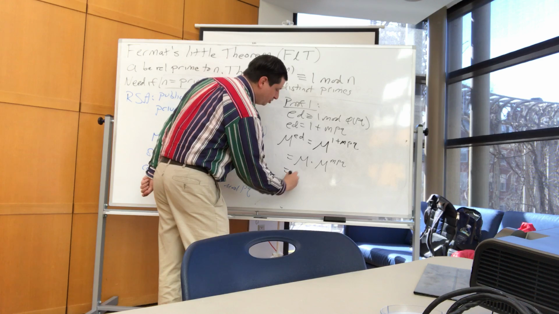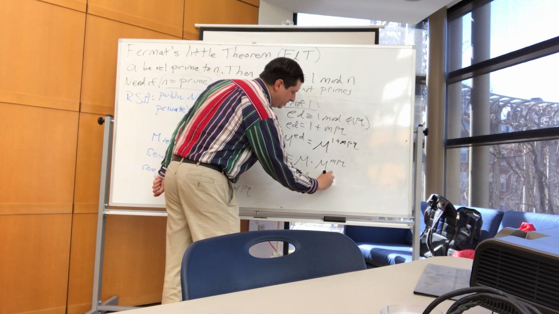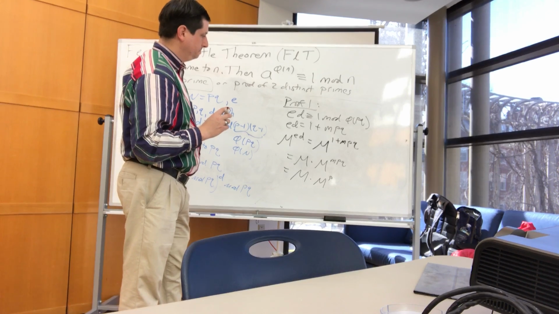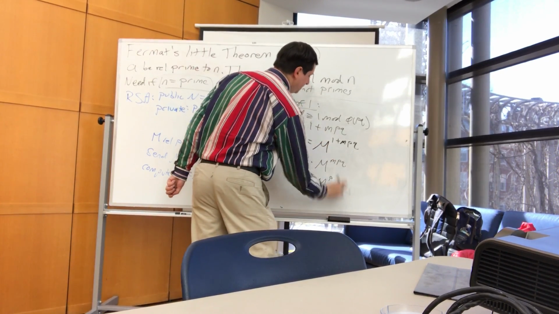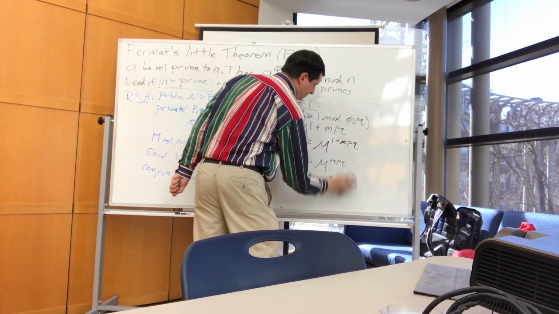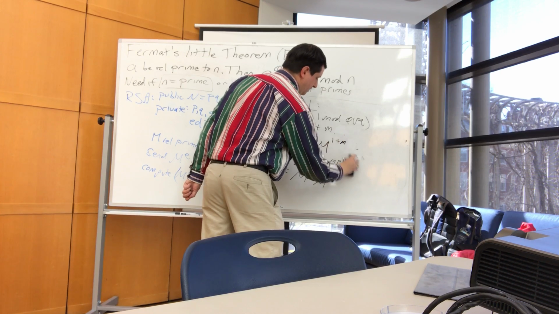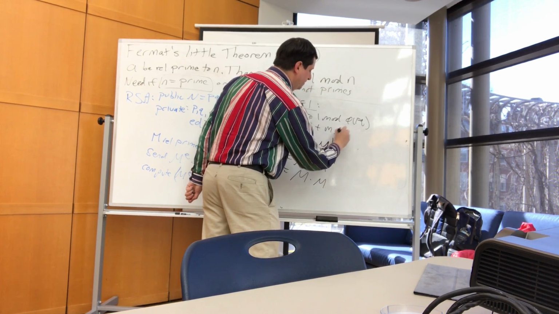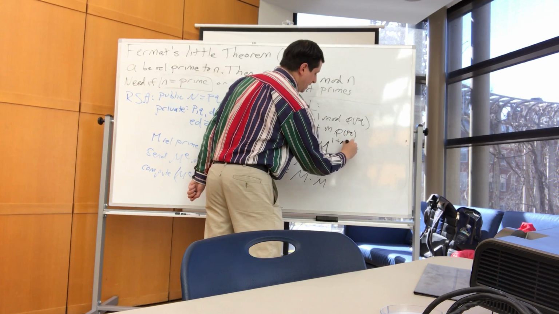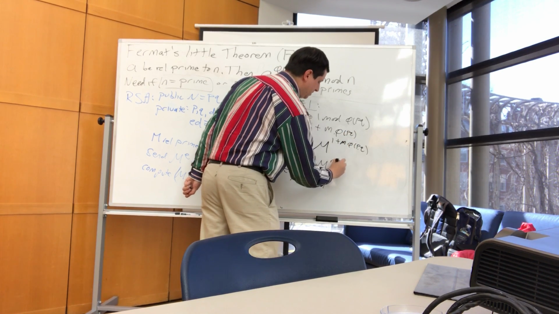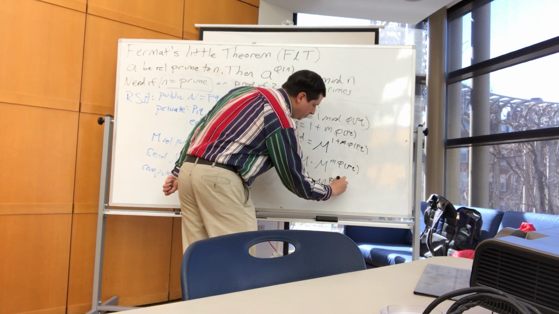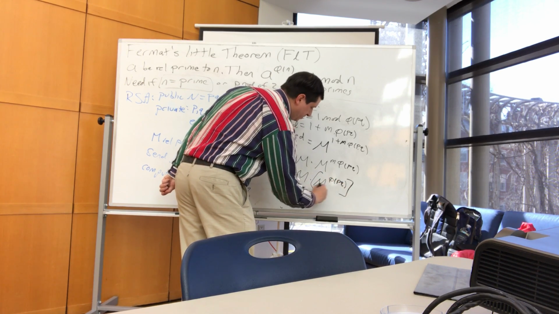Now I'm just using laws of exponents. Oh, I'm sorry, it's not pq, it's phi of pq. It's supposed to be m times phi of pq. So this is m times m to the phi of pq, and then I raise this to the mth power.